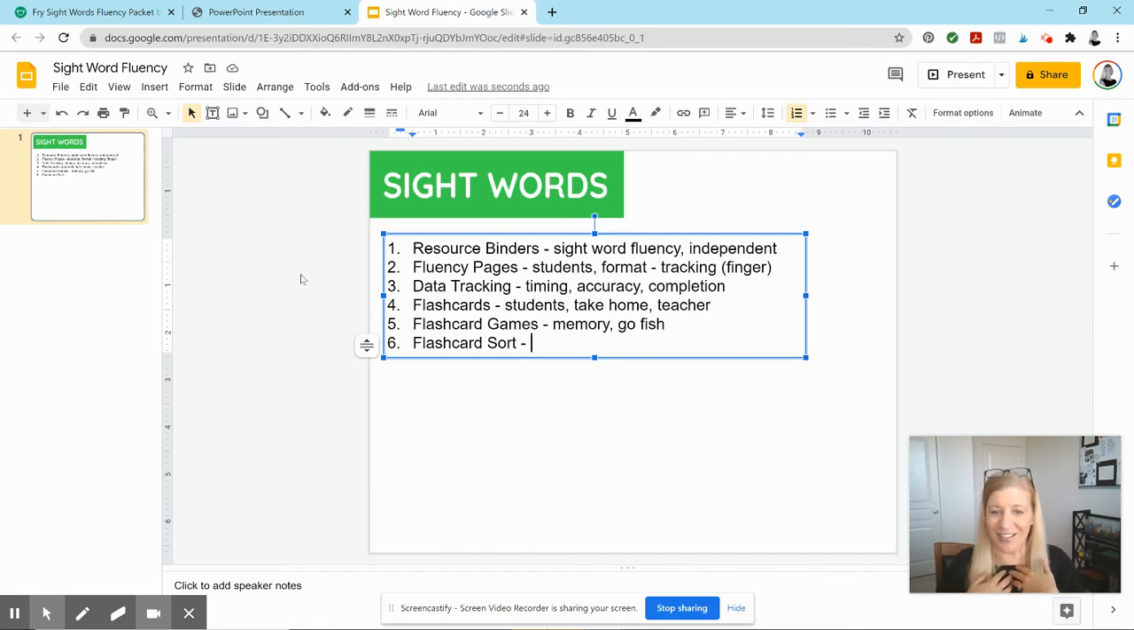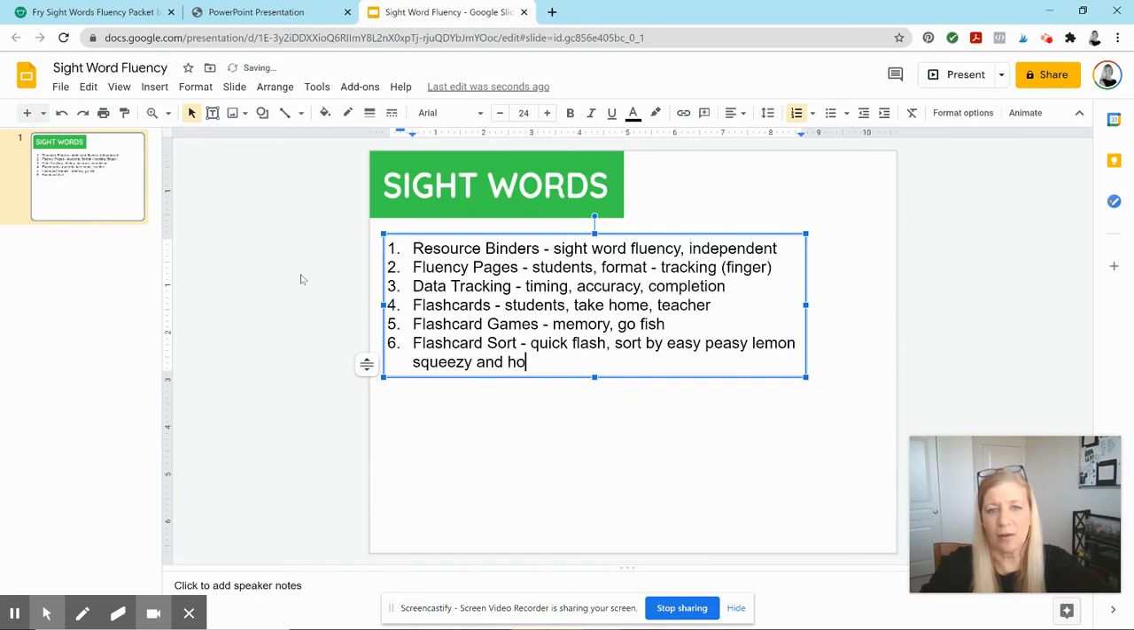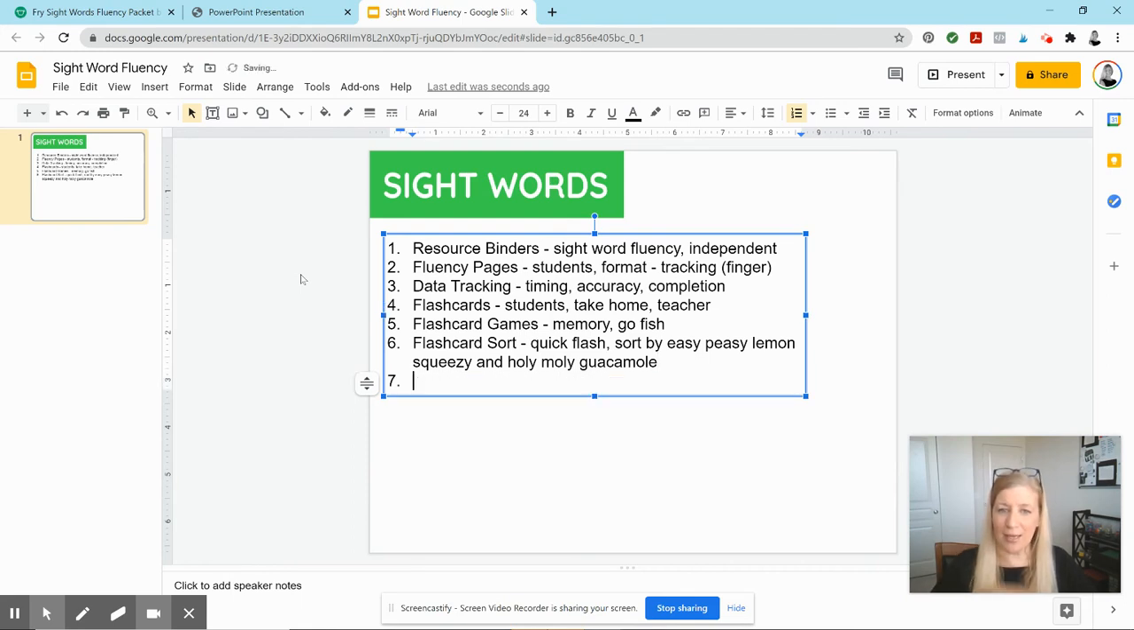I do refer to it as we do a quick flash and we sort by easy peasy lemon squeezy and holy moly guacamole. And yes, we did that. It wasn't like these are the ones you're good at, these are the ones you are not good at. We didn't do that. So my students thought this was hilarious. If it was in the holy moly guacamole, we often did like, which pile's bigger? Whoa, whoa, whoa, the lemon pile's growing, and the guacamole is getting smaller. Who's eating the guacamole? It was just fun.